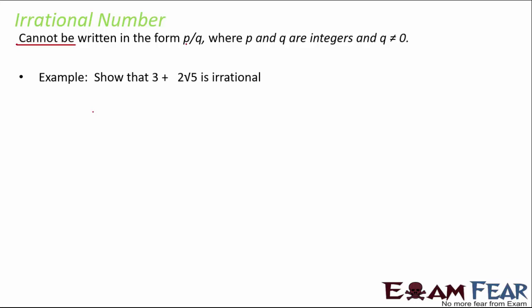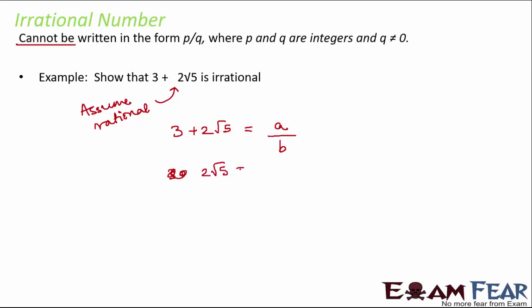Now, whenever we have a question of this kind where we have to prove that a particular number is irrational, the approach that we can follow is, let's assume that this number is rational. So let's assume that this number is a rational number. Now, if this is a rational number, then this should be written in the form of a by b or p by q, whatever you call it. So that actually means 2 root 5 is equal to a by b minus 3, which is equal to a minus 3b divided by b, or we can say root 5 is equal to a minus 3b divided by 2b.